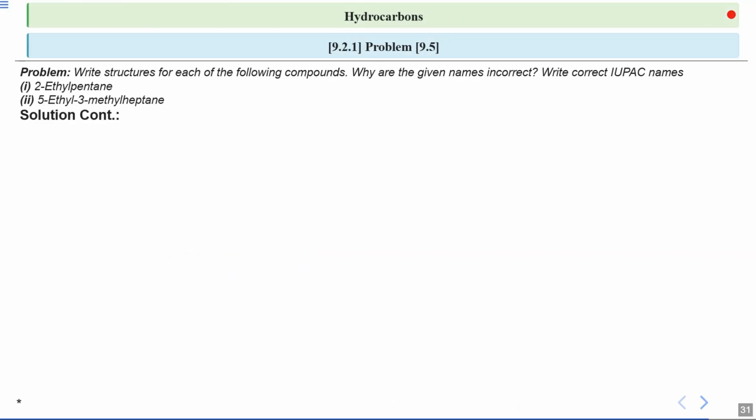Next, we have this 5-ethyl-3-methylheptane. Now we see an image that likely represents the structure of one of the compounds mentioned. So this visual aid will help us to understand the arrangement of carbon and hydrogen atoms in the molecule, which is crucial for determining the correct IUPAC name.